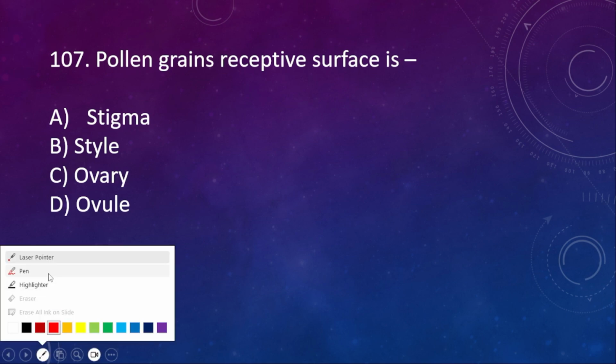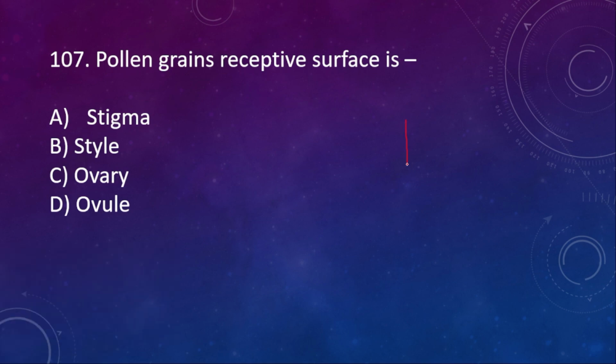Let me explain this. See, in a flower, the gynoecium has 3 parts. This is the stigma, style, and then ovary. Okay, inside this there will be presence of ovule. This is the stigma, this is style, this is the ovary. The pollen grains land on a stigma, so the right option is stigma. Receptive of pollen grain is stigma.